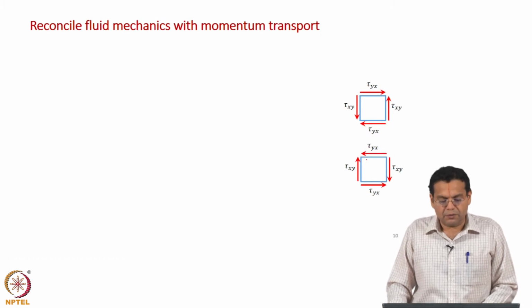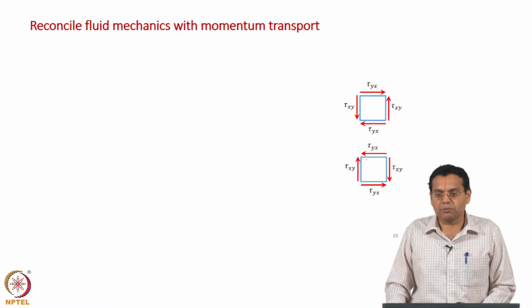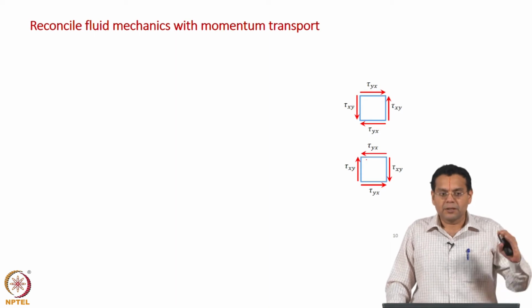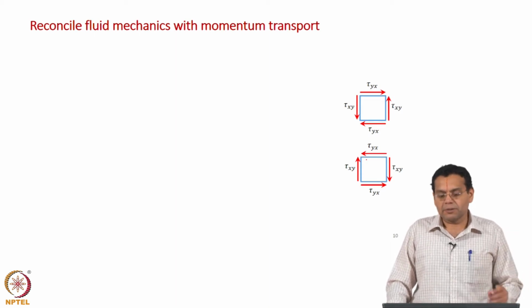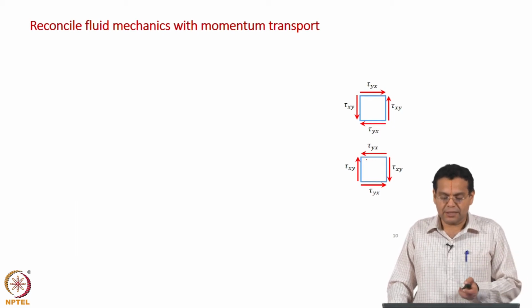Now in one case we have a plus sign, and in the other case we have a minus. How do you reconcile both of them? That is what this slide is about: reconciling fluid mechanics with momentum transport. Fluid mechanics has a positive sign, momentum transport has a negative sign, but can we reconcile both of them? We can do that. Let us see how.